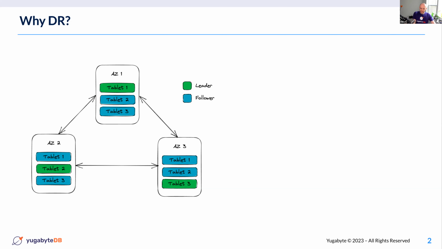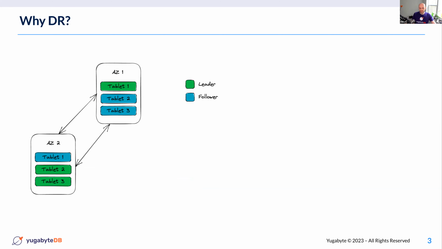YugabyteDB is a little bit different in that regard because it's a distributed database built for high availability. It is typically deployed across multiple nodes and often across multiple availability zones, which means you have multiple tablets which are replicated independently through the Raft protocol across those nodes. If you lose even a whole availability zone, the leaders are reelected and all the data is still available. So losing a whole availability zone or a single node will not make your data unavailable. This is just ingrained into the design of the database.